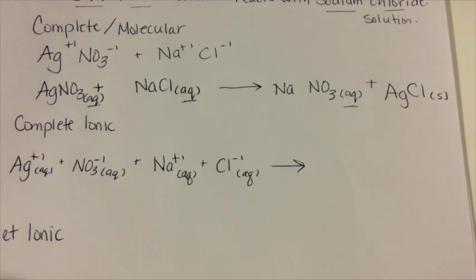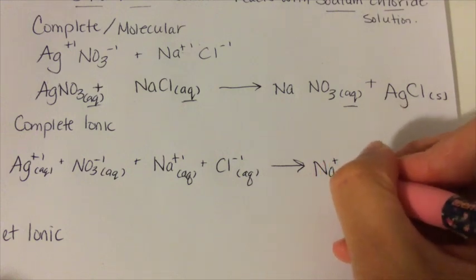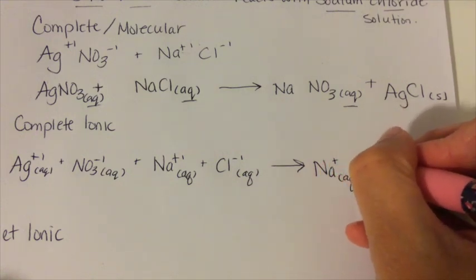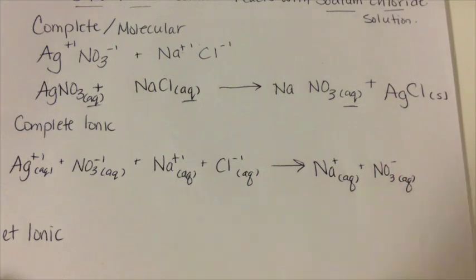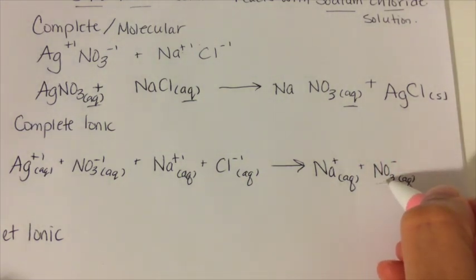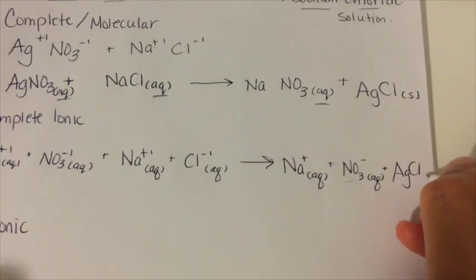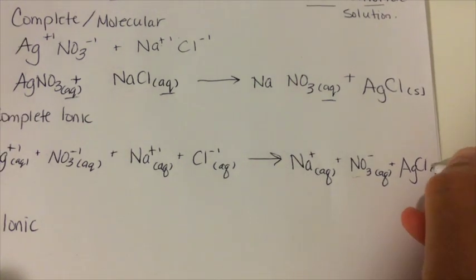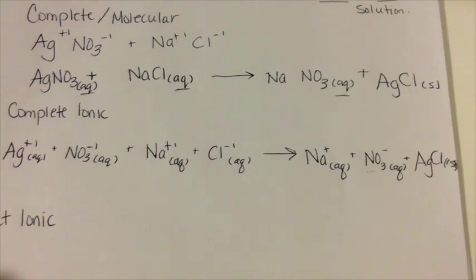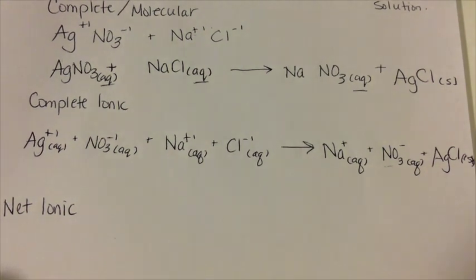That implies the 1. For the NaNO3, again, it's soluble, so we do Na+ plus NO3-(aq). Remember, polyatomic ions do not get separated any further than into the polyatomic ion itself. And we're going to keep the AgCl combined. It's still solid, and it's combined because it's the precipitate. The precipitate will not break down.